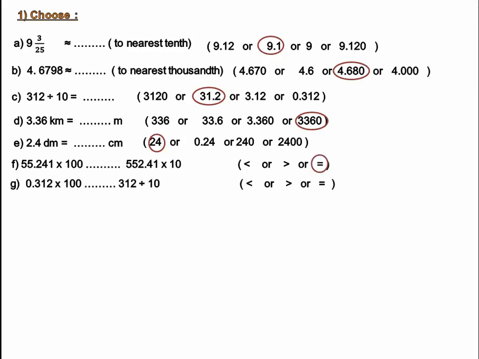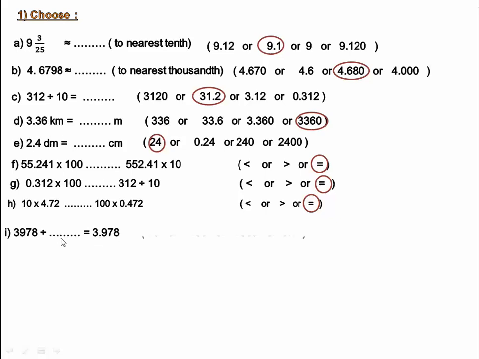G, 0.312 by 100 and 312 divided by 10, they will be equal. Letter H, 10 by 4.72 and 100 by 0.472, they will be equal. Letter I, 3978 divided by what equals 3.978? We find that the point is after 3 digits, so it will be divided by 1000.